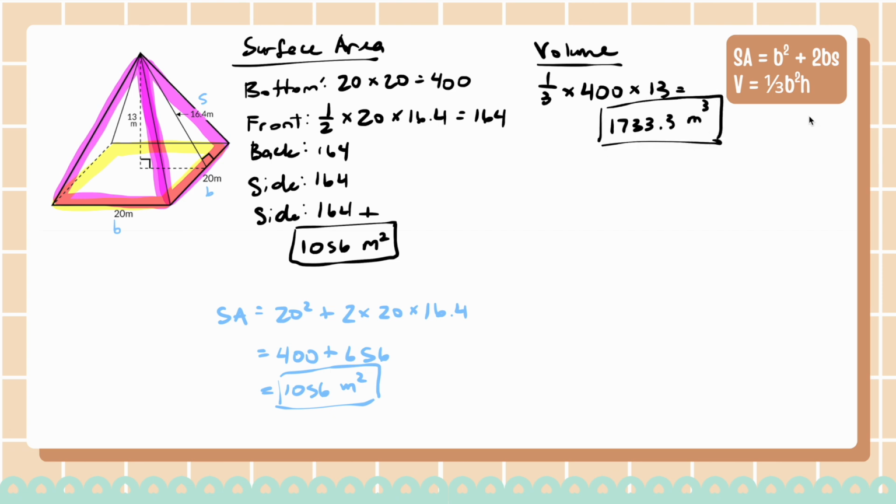And that's our volume. If we want to try applying the volume formula, it's going to start again with 1/3 times B squared, which is 20 squared, and then times our H. Our H in this case is going to be the height of the pyramid, which is 13. So I'm going to do times 13. Again, all of this multiplied gets me 1,733.3 meters cubed. And that's how you solve for the surface area and volume of a square pyramid.